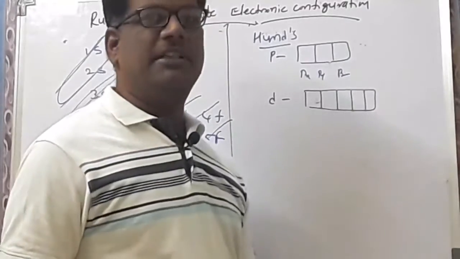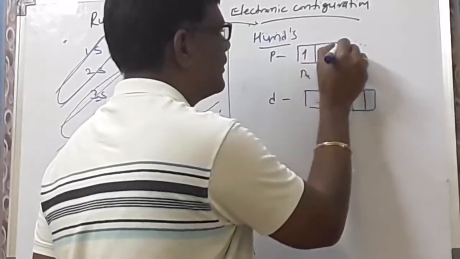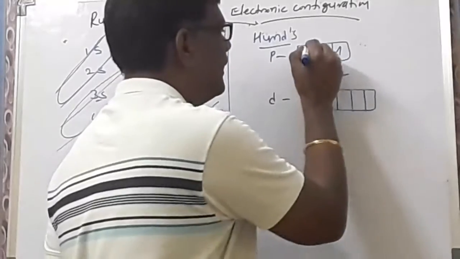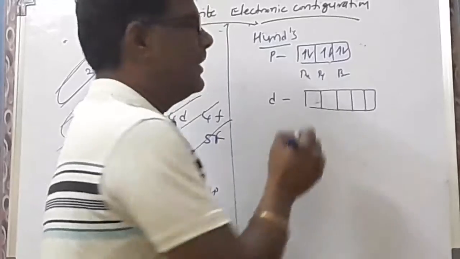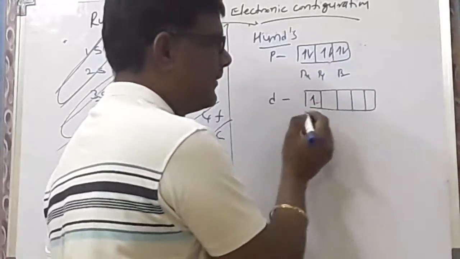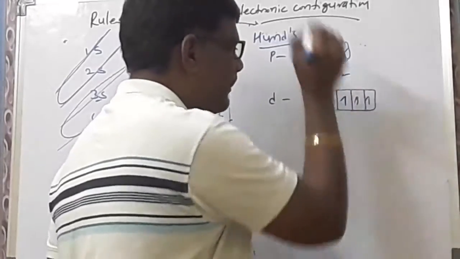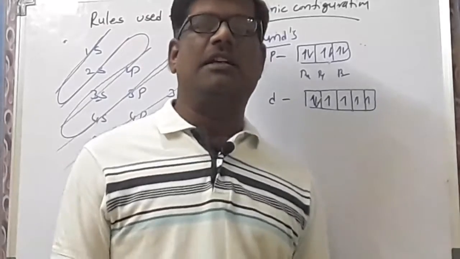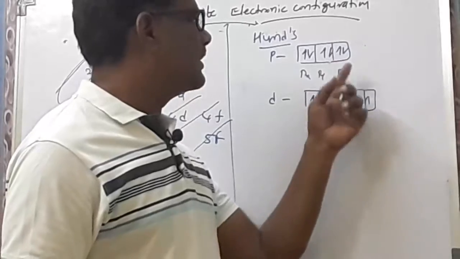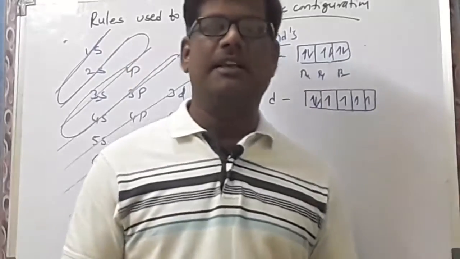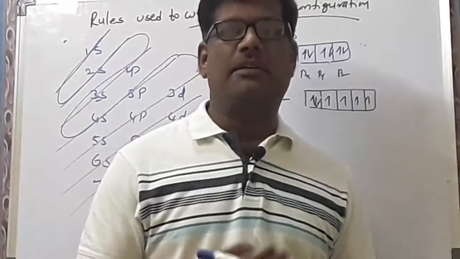Whenever degenerate orbitals are available for the filling of electrons, how does the electron filling take place? First, it must get the half-filled configuration. Then only the pairing of electrons takes place, which is called Hund's principle. Once again, whenever degenerate orbitals are available for the filling of electrons, first it must get the half-filled configuration. Then only pairing of electrons takes place. According to this rule, any element which has a half-filled or full-filled configuration will get extra stability.